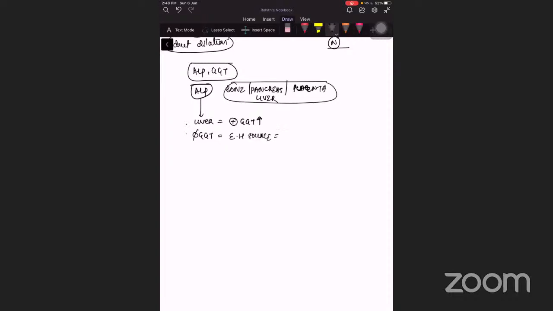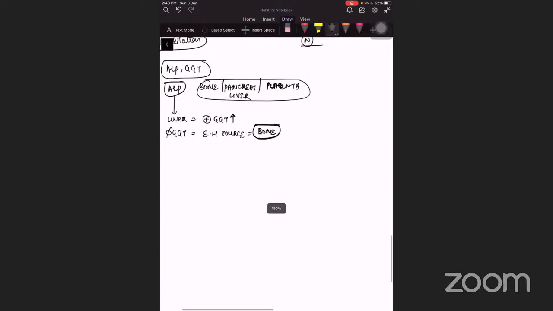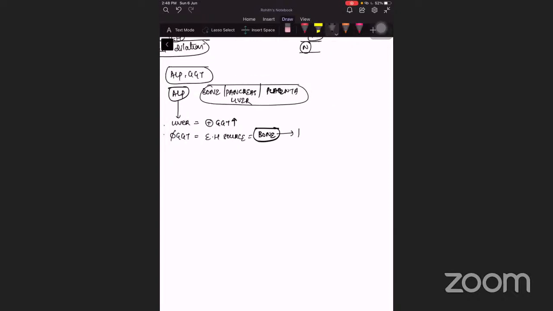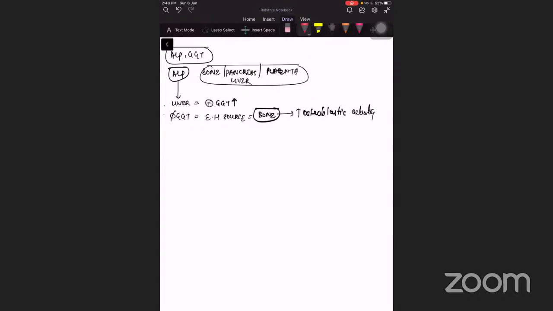Most commonly, most of the time, it is going to be in the bone. So if it is the bone, it's going to indicate an increase in the osteoblastic activity. Only then you are going to have a high bone turnover. This is very important because you have a condition called multiple myeloma. In multiple myeloma, you are going to have increase in the osteoclast activity. Even though you are getting multiple lytic lesions in the bone, but still the osteoclast activity is high. So you are going to get normal ALP levels.